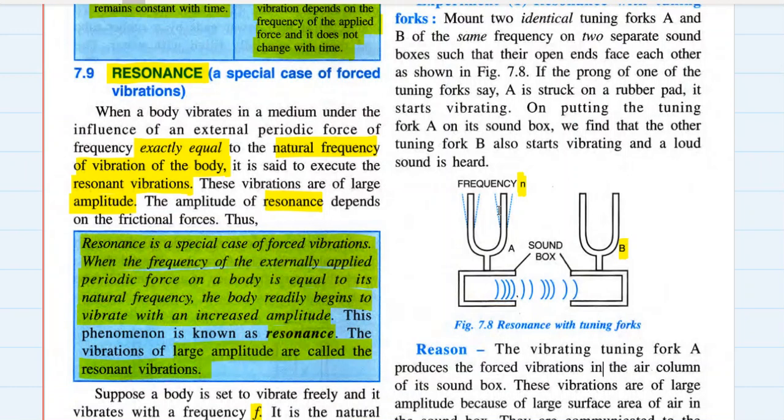Theek hai? Now this air begins to vibrate with the natural frequency, or we can say with the forced frequency of tuning fork A, which passes its vibration to the sound box B, and sound box in turn passes the vibrations to the tuning fork B, and the tuning fork B also begins to vibrate. But what happens is, since tuning fork A and B have the same natural frequency of vibration, the vibrations received by tuning fork B matches with its own natural frequency and tuning fork B begins to vibrate very loudly and it produces a loud sound. So there is a resonance happening between tuning fork A and tuning fork B.